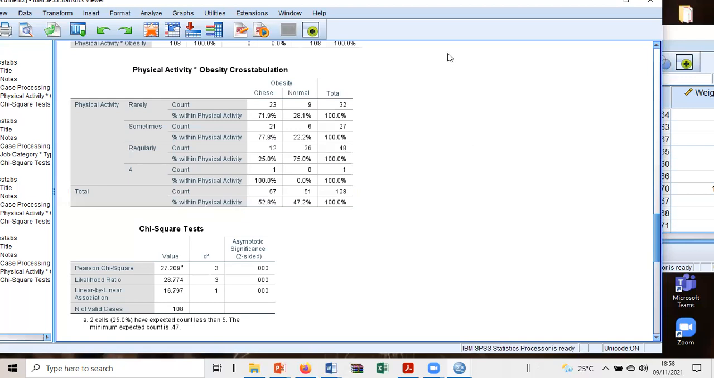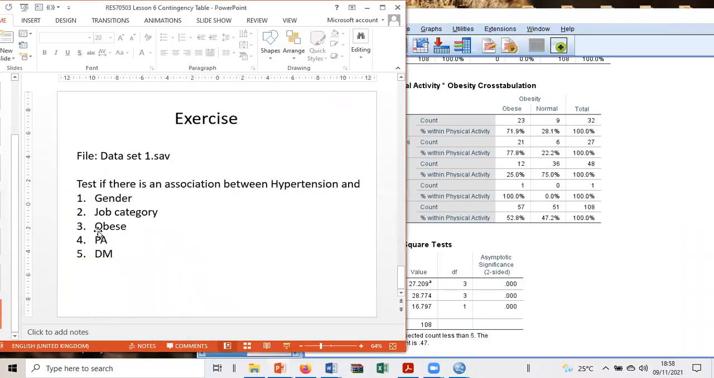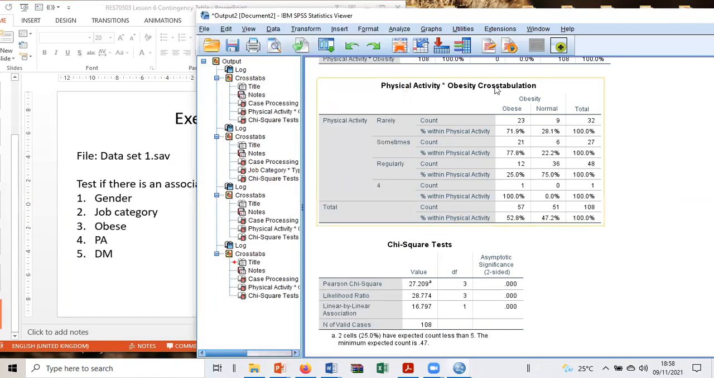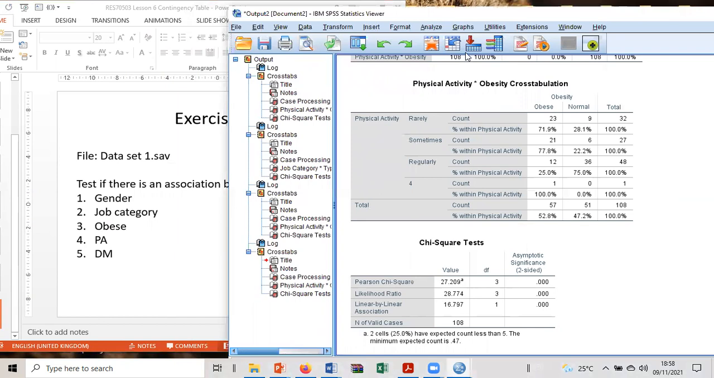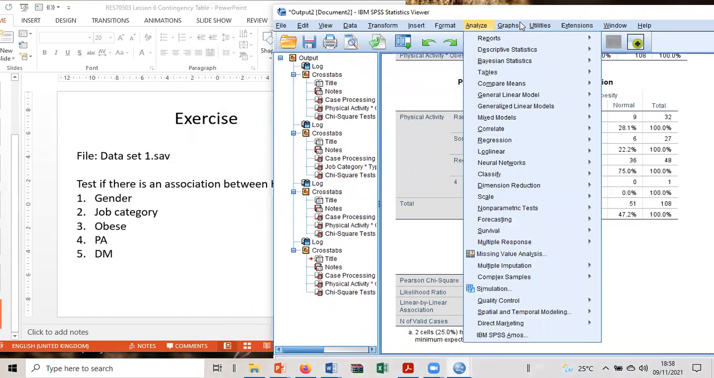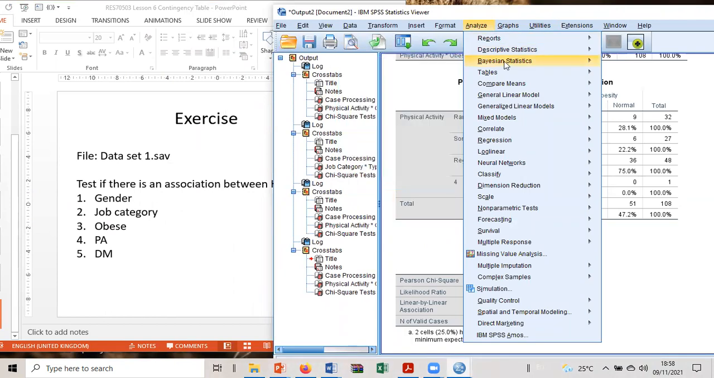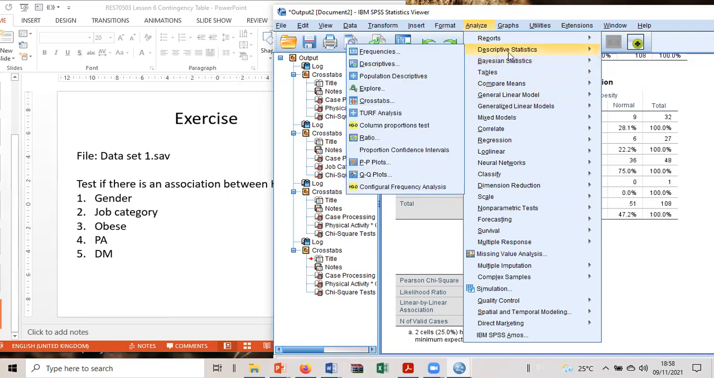Questions? Okay, try this. Hypertension versus all this. All can be done in one click. Analyze. After that, I'm going to show you how to present the results. Descriptive, cross tab.